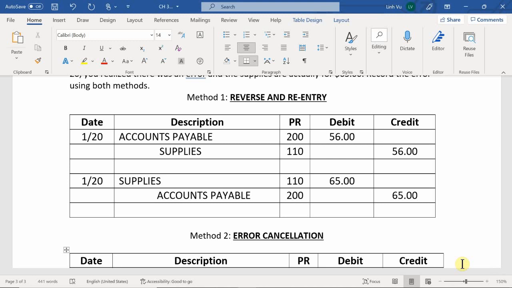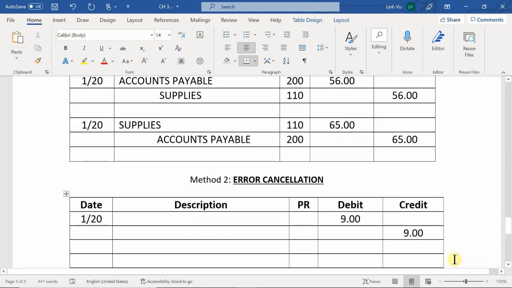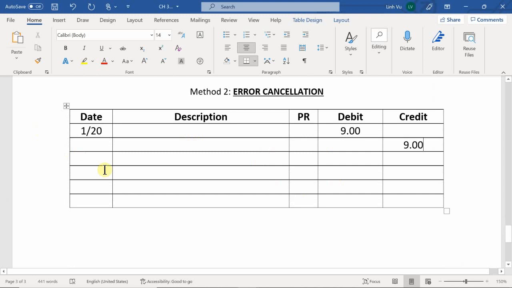You owe more money because in this case, you only recorded 56. You need to owe more money. Therefore, I need to increase my accounts payable account because I owe more money. I owe $9 more.